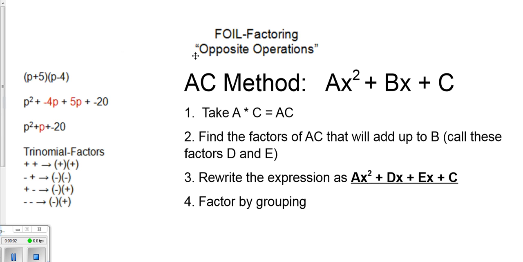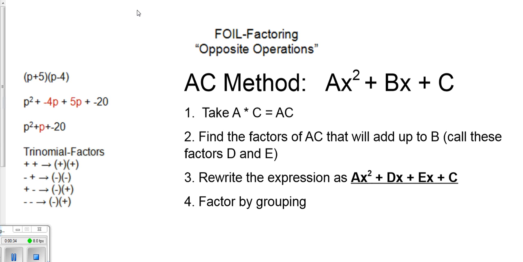In this video, we're going to focus on the AC method of factoring. It's considered like opposite operations for FOIL factoring. So think of foiling in reverse. In this case, if we were to FOIL p plus 5 and p minus 4, well, p times p is p squared, p times negative 4 is negative 4p, 5 times p is 5p, and 5 times negative 4 is negative 20. Negative 4p and 5p combine to make just 1p.